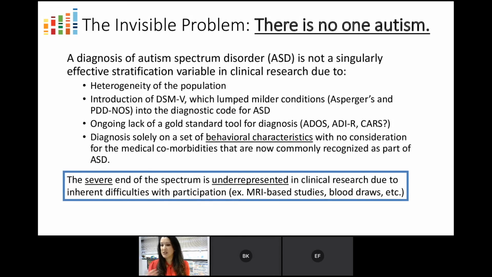And it's what I like to call the invisible problem, which is by and large our greatest limitation in the field of autism research. And that is that there is no one autism, even though we're forced to treat it as such. A diagnosis of autism spectrum disorder is not an effective stratification variable in clinical research because we know that there's extreme heterogeneity in that population. When we migrated from the DSM-4 to DSM-5 criteria, we saw much milder conditions, specifically Asperger's and pervasive developmental disorder not otherwise specified, lumped into that single diagnostic code of autism spectrum disorder.